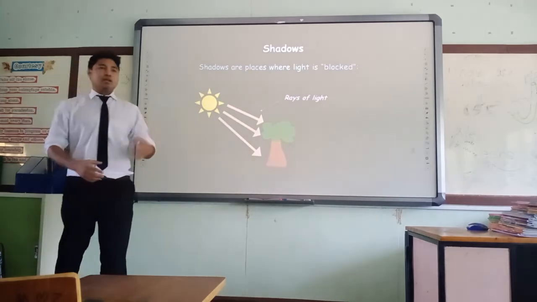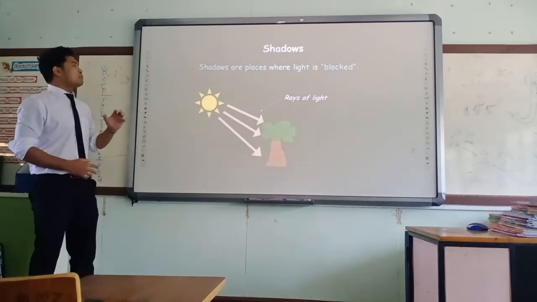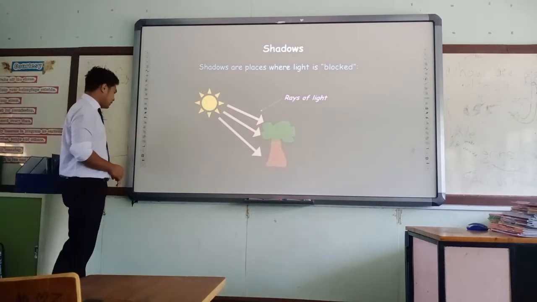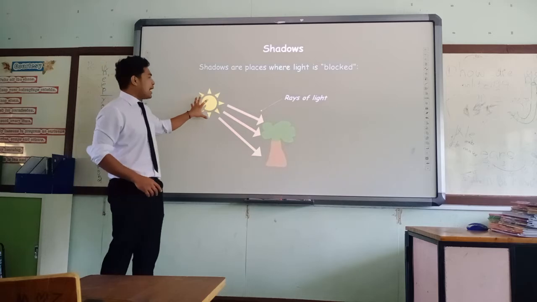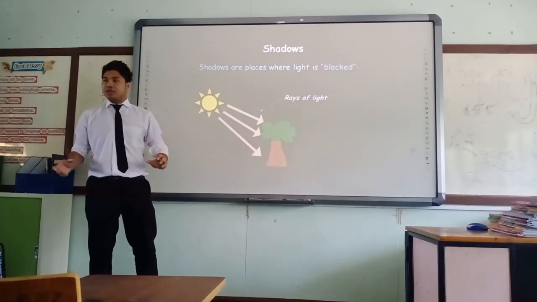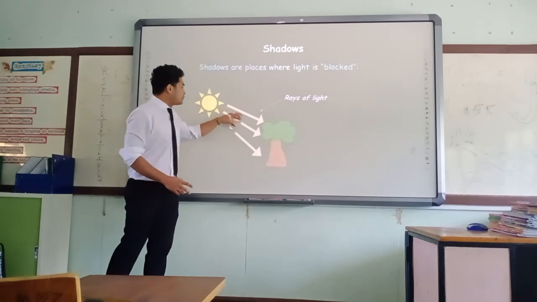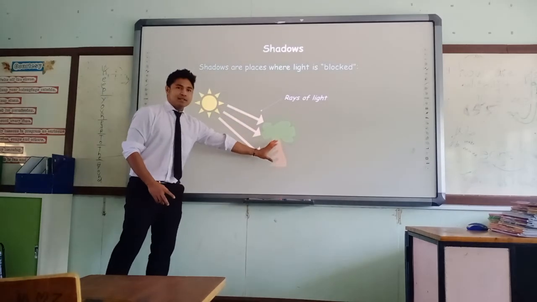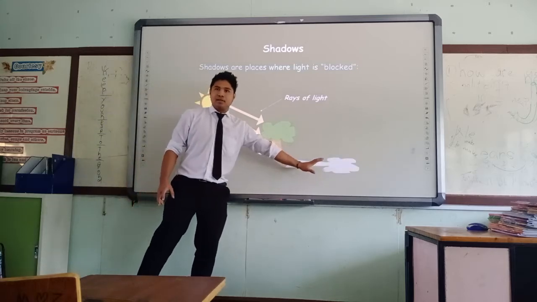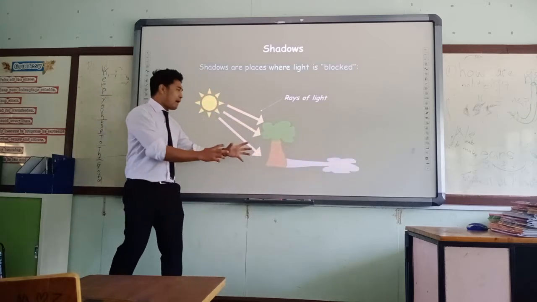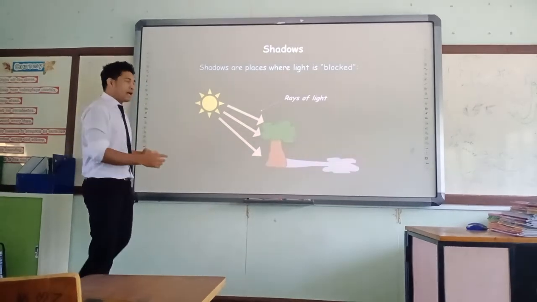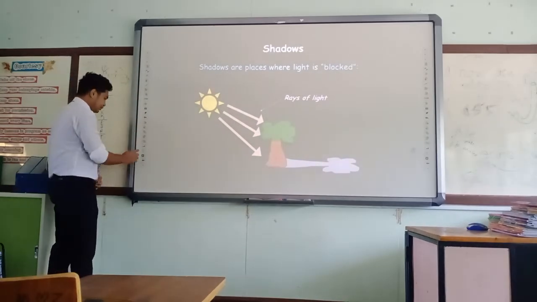Next is shadow. Shadows are places where light is blocked by an object. For example, the light comes from the sun, and our object is the tree. The light from the sun is blocked by the tree. That's why there is a shadow behind the tree, because the tree is blocking the light of the sun. That is the shadow.